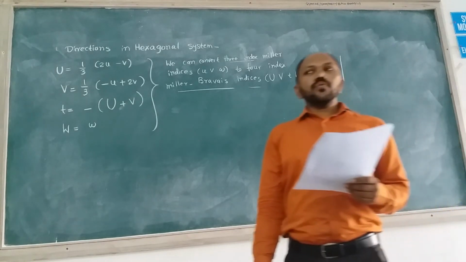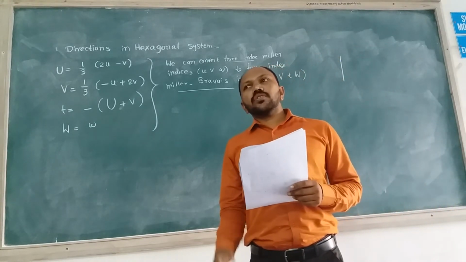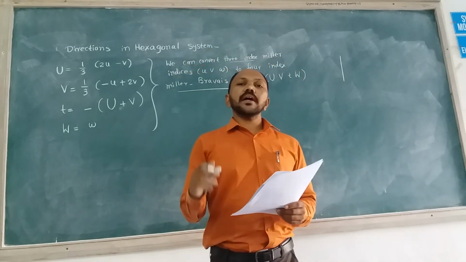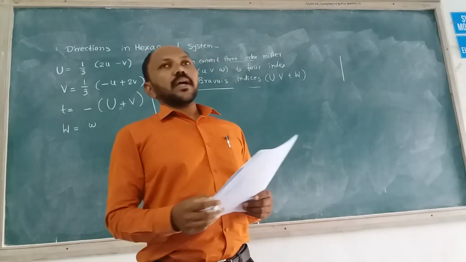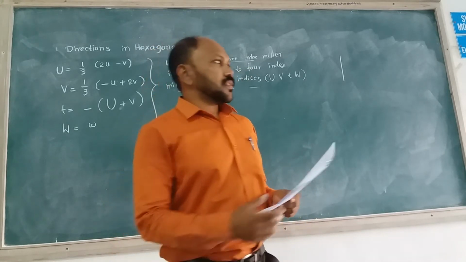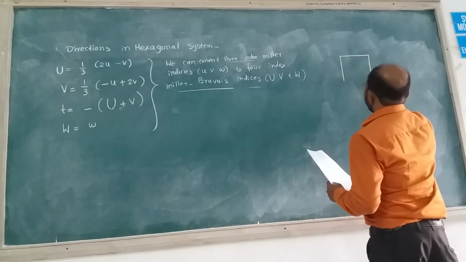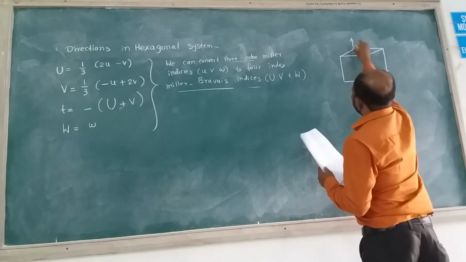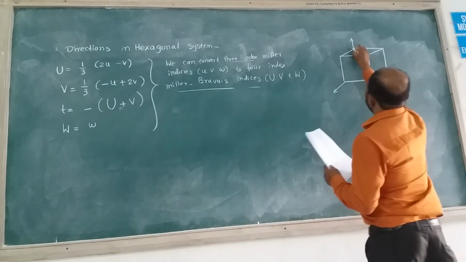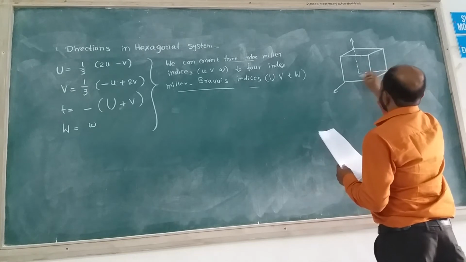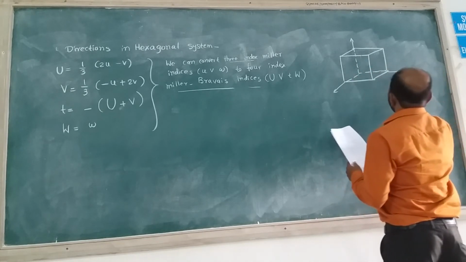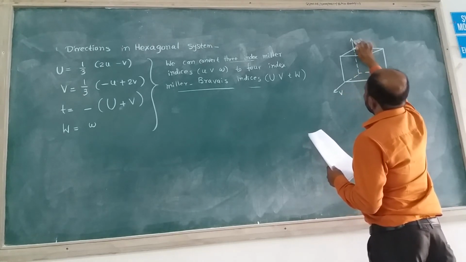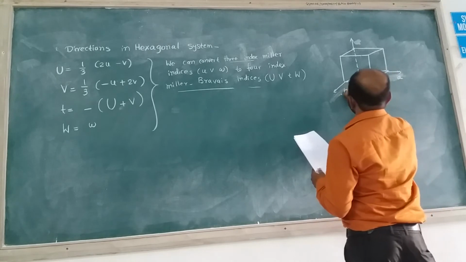Before that, I want to explain how to use those 3 different axes in the cubic system. I want to revise that part, and after that you get a clear idea how to find out the directions. So if we take the cubic system for explanation, this is the cube. So actually this is u, v, w, or it is also represented as a, b, c.